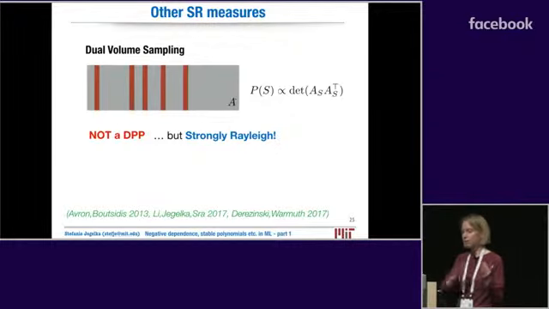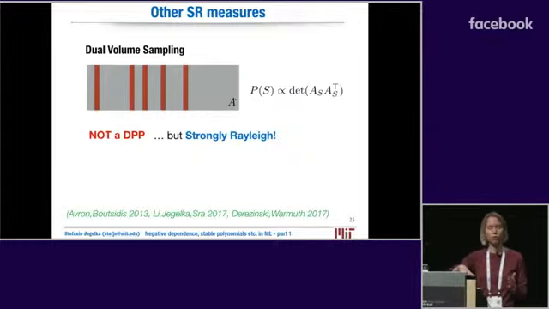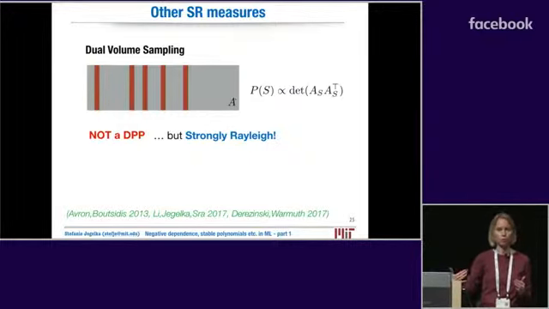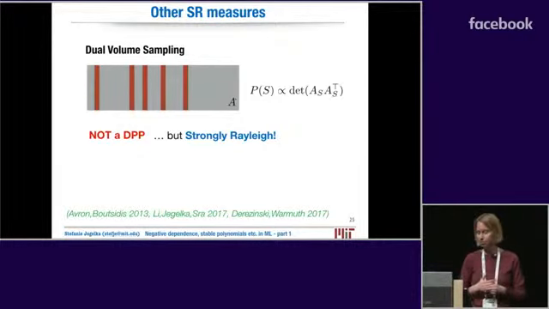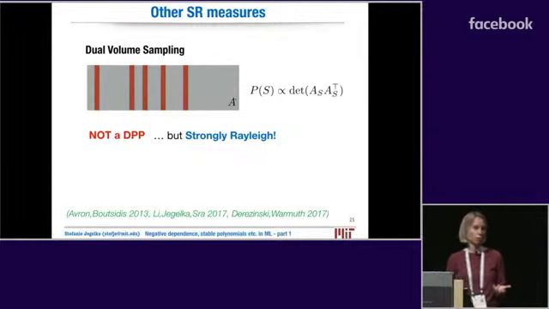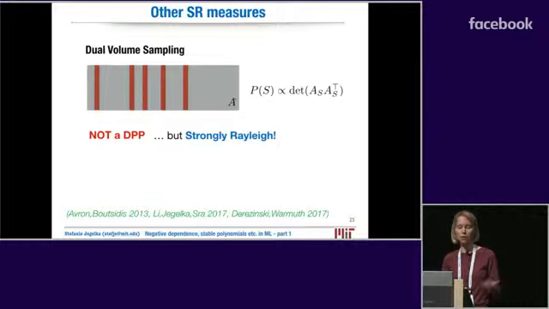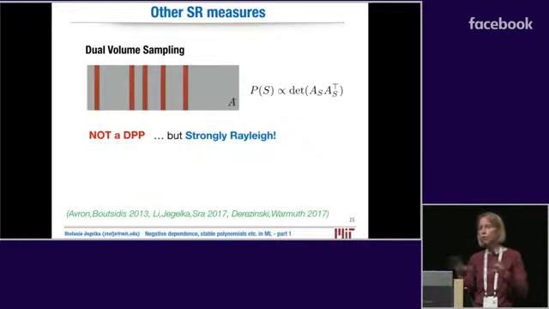So here we have a huge matrix that has lots of columns, more columns than rows. And now the probability of selecting a subset of columns is proportional to the determinant of the outer product of these columns. In a DPP, you would take the inner product. So this one is not a DPP, but it satisfies the strongly Rayleigh property. The difference is also that here you can sample more than D columns, where D is the dimension, whereas if you take inner products, the matrix will always be low rank.